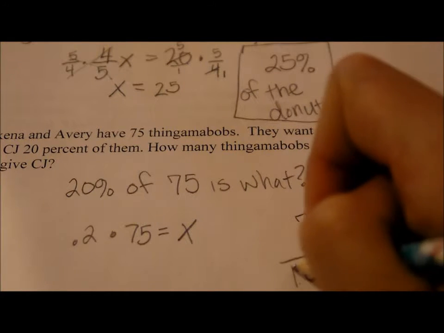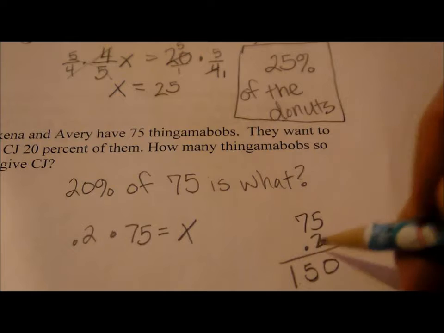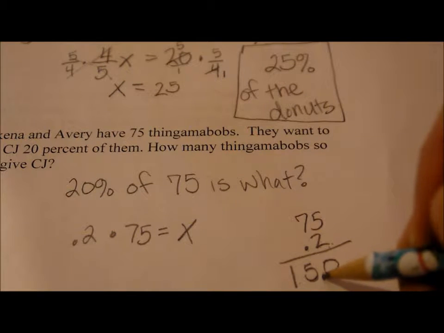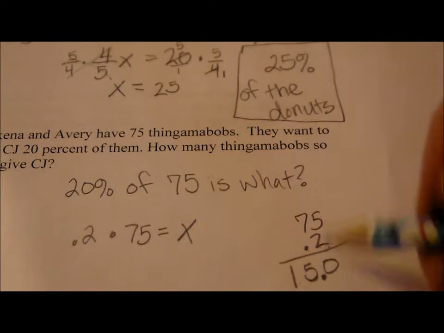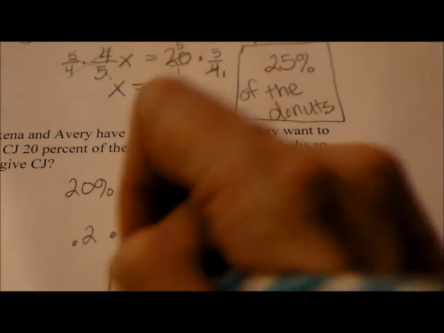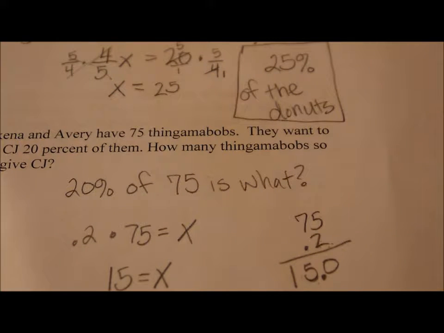I always think of money when I think of 75 cents. Tip is a dollar, and is $1.50. But we have 0.2 times 75, not 2 times 75. So I see I have one digit behind the decimal point. So I'm going to give 1 down here and put the decimal right there. So now I just found out that 15 is 20% of 75.